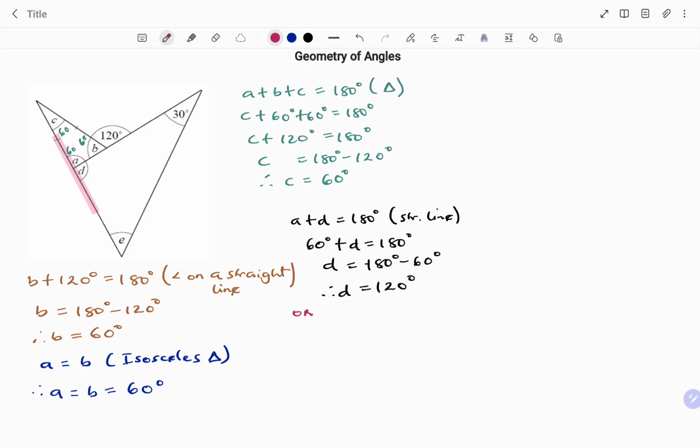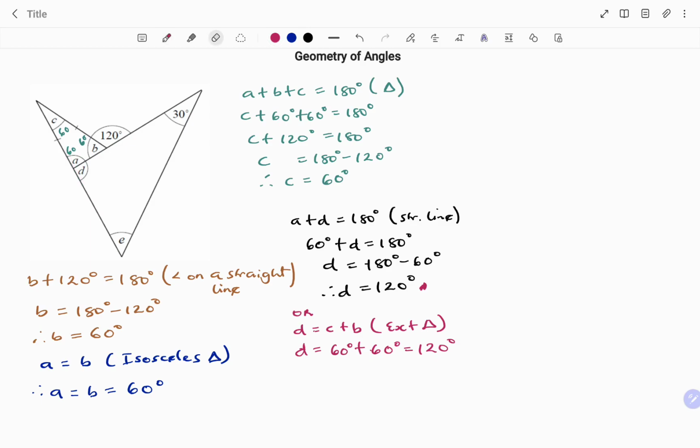Also, note that I could have used the external angle of a triangle. So I have my D is also equal to the sum of C and B. The reason being external angle of a triangle. So therefore, an external angle of a triangle is the sum of the opposite interior angles. So therefore, the value of my D equals C, which is 60 degrees, plus my B, which is also 60 degrees. And that will give me 120 degrees, which I got from using sum of angles on a straight line.